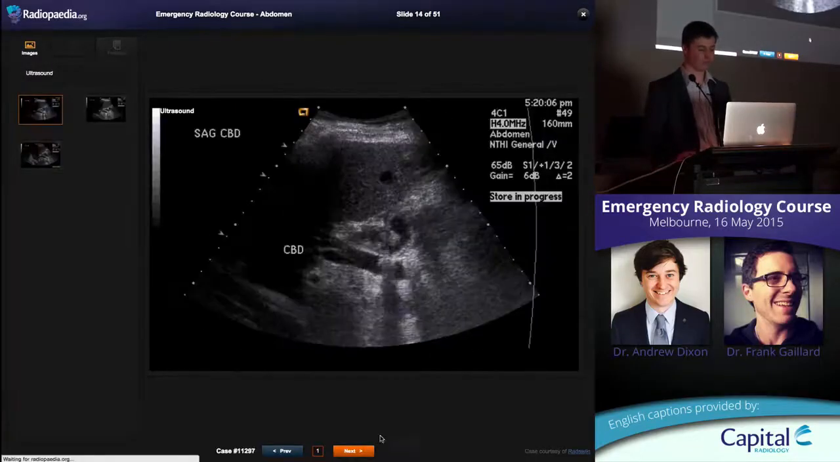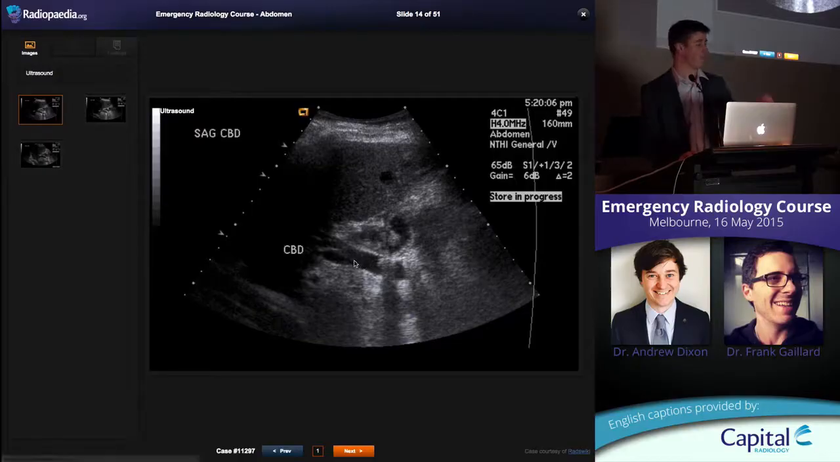The other thing you can see on ultrasound is you can track the CBD. And occasionally, the main thing you want to see is whether it's dilated, okay? Because if it's dilated, there might be a stone in the common bile duct. And occasionally, you will actually see the stone. Here's an echogenic thing sitting in the common bile duct, and you can see posterior acoustic shadowing. Okay, so that is a case of choledocholithiasis. You often don't see the distal common bile duct because there's overlying bowel gas, all right?